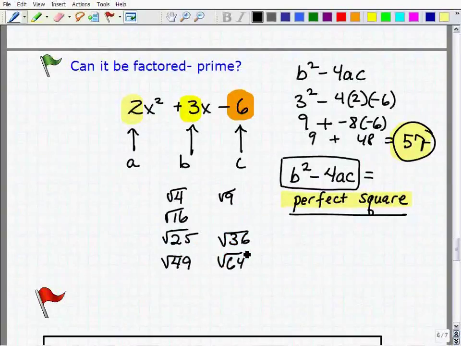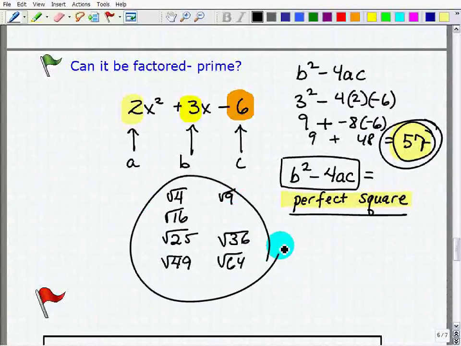So if the b squared minus 4ac is not one of these perfect squares, and for example, 144 is a perfect square, any perfect square. If you do have a perfect square, it can be factored. If it's not, it can't. So let's get to it.